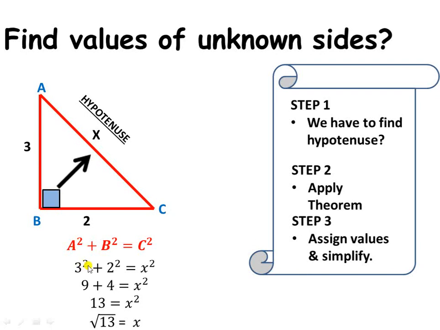Then 3 square plus 2 square is equal to x square. In the next step, simplifying the squares, 3 square is 9 plus 2 square is 4 is equal to x square. 9 plus 4 equals 13 equals x square. At the last step, take the square root on both sides. Square root of 13 equals x. And if you want to simplify it further, take the square root, then you simplify it.